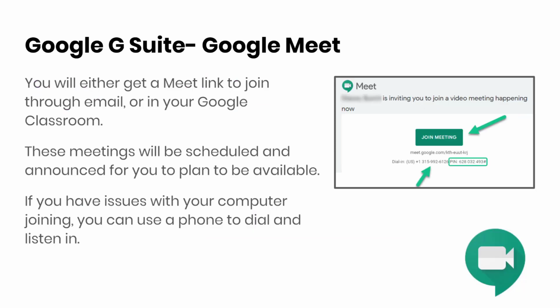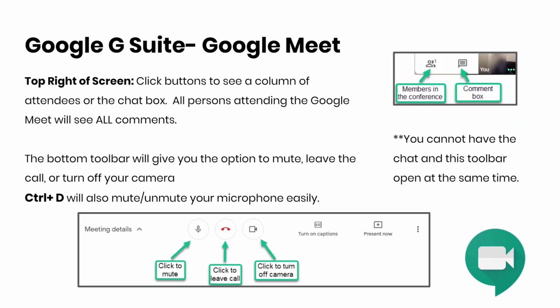The last program for this video is going to be Google Meet. You will either get a Meet link to join through email or in your Google Classroom. These meetings will be scheduled and announced for you to plan to be available. If you have issues with your computer joining, you can use a phone to dial and listen in. To the top right of the screen, you can click buttons to see a column of attendees or the chat box. All persons attending the Google Meet will see all comments. The bottom toolbar will give you the option to mute, leave the call, or turn off your camera. Control-D will also mute and unmute your microphone easily. Note that you cannot have the chat and this toolbar open at the same time.